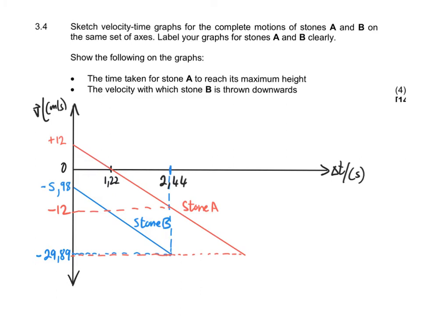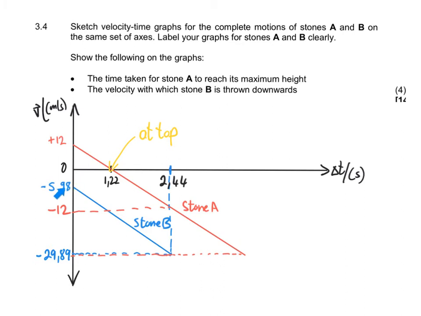Notice the negative gradient, and that's because the acceleration is minus 9,8 meters per second squared. Over 1,22 seconds, it falls by 12 meters per second from 12 to 0. This is right at the top where it stops momentarily before it changes direction. As we can see, the velocity goes from being positive to negative, but the gradient still remains minus 9,8 meters per second squared. We then look at stone B.